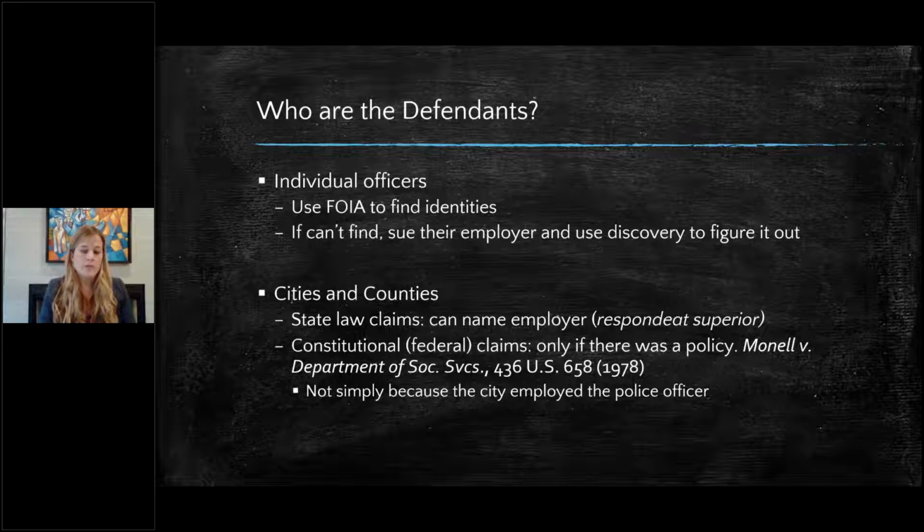There is a wide variety of litigation about Monell claims and what kinds you can have, which is beyond the scope of what we're doing today. But it's just important to remember that if you want to sue a police officer under 1983, you can't automatically sue the city. You need to be able to prove some sort of policy or include a state law claim.